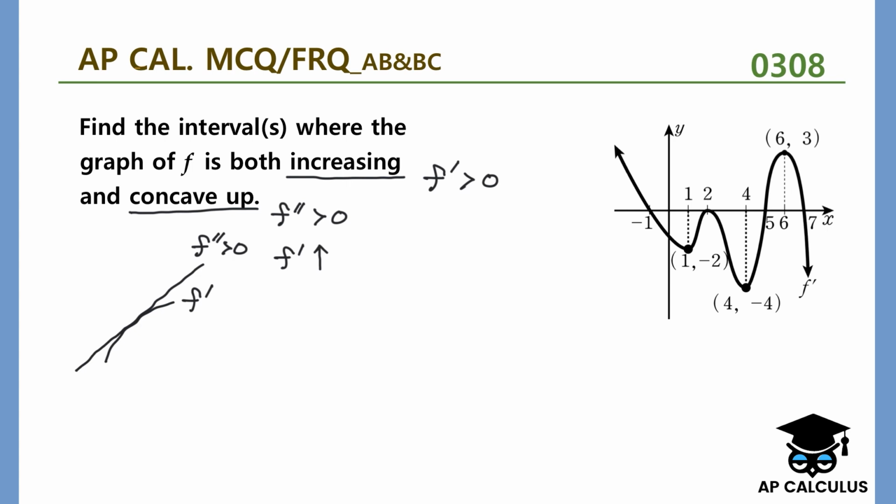So far so good? So here, f prime is positive if the graph is above the x-axis. So this interval right here, above the x-axis, and this interval right here from 5 to 7, right? That's where f prime is positive. So let me, with blue color, mark these intervals where f prime is positive.